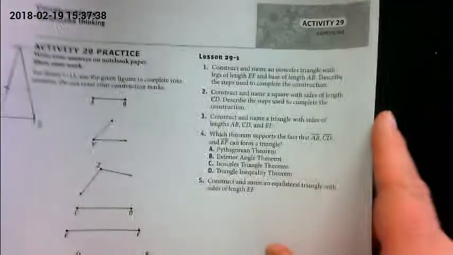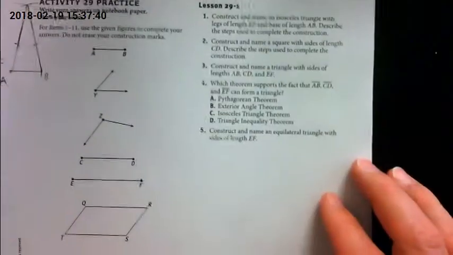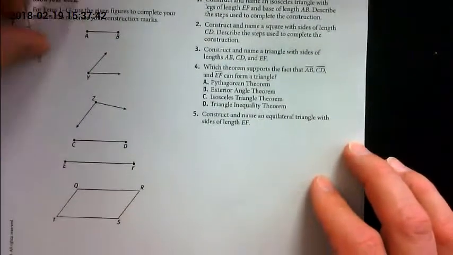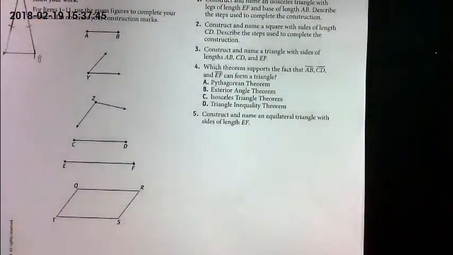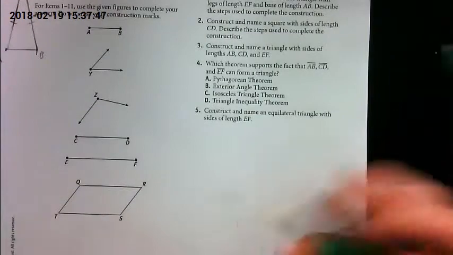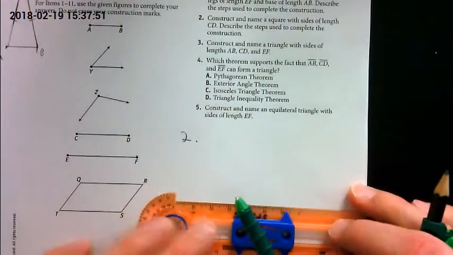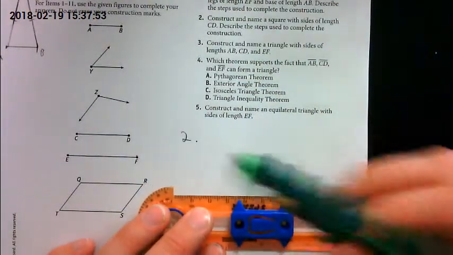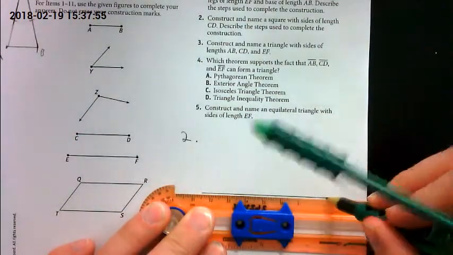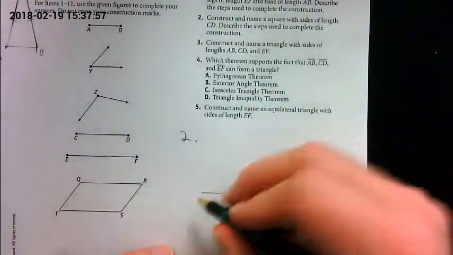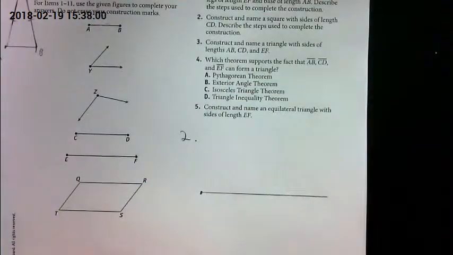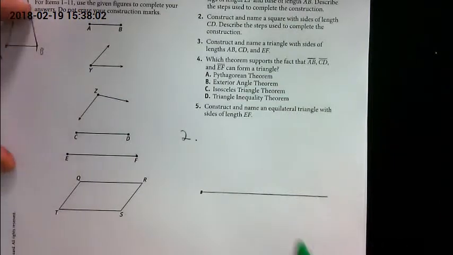Okay, on to the next. On number 2, it says construct and name a square with side lengths of CD. Now, this one's a little more complicated, but it's not very hard. I'm going to start off with making a line much longer than I need to. So there's my first vertex of the square.